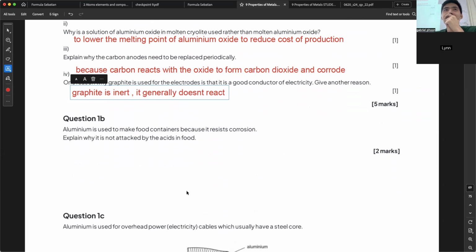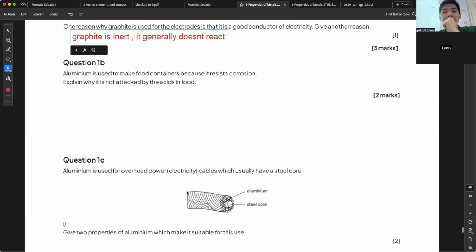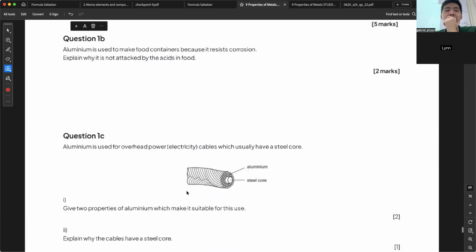So what's the difference between graphite and carbon? One is less reactive than the other, but both will serve the same purpose. Of course, graphite. That's what I meant. Okay, anyways, moving on.